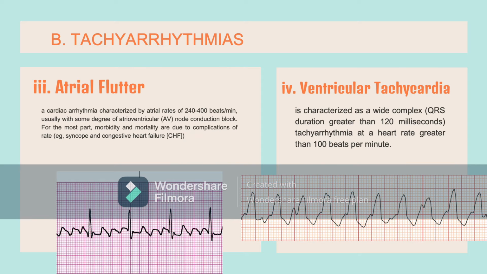The third type of tachyarrhythmia is an atrial flutter, a cardiac arrhythmia characterized by atrial rates of 240 to 400 beats per minute, usually with some degree of atrioventricular node conduction block. For the most part, morbidity and mortality are due to complications of rate. This is the picture of an atrial flutter.